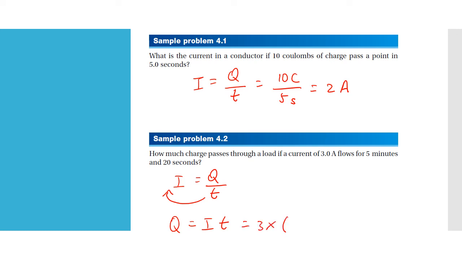That's 3 amps. And then we have 5 minutes and 20 seconds. Remember, time always has to be in seconds. So 5 times 60 to give us back 5 minutes in seconds. And then we have another 20 seconds. That's 3 times 320 seconds. That gives us 960 coulombs.